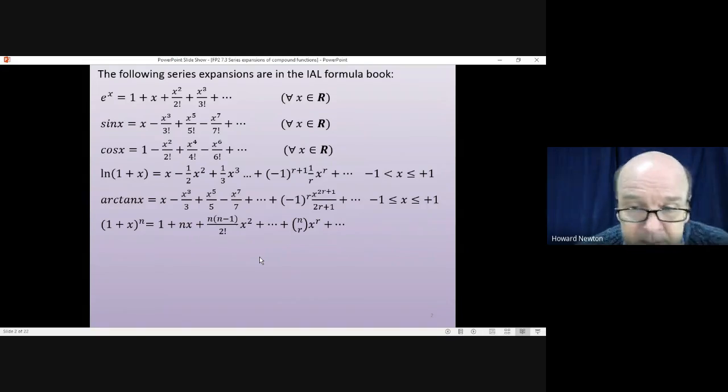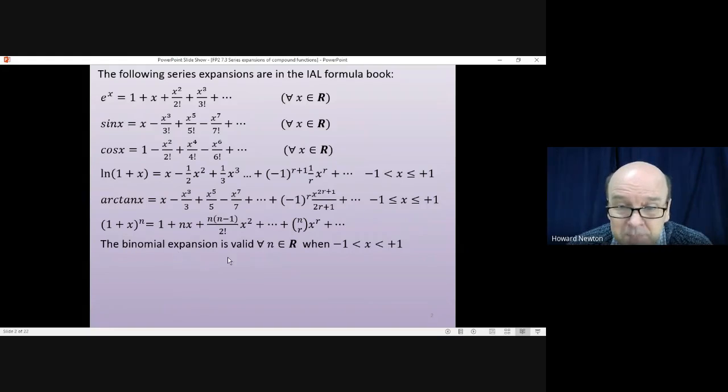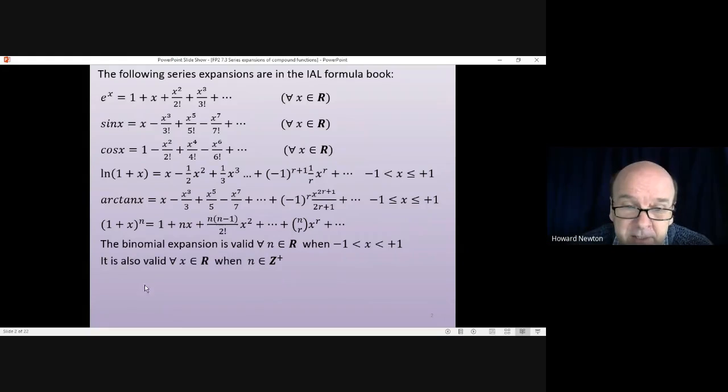It's the binomial expansion, so the expansion of 1 plus x to the n. Now, the conditions for validity are a little bit confusing with this because there's two different sets of validity that you need to be aware of. First of all, the binomial expansion is valid for all powers, so for any value of n, as long as x is between -1 and +1. And then it is also valid for all values of x, as long as the power is a positive integer.